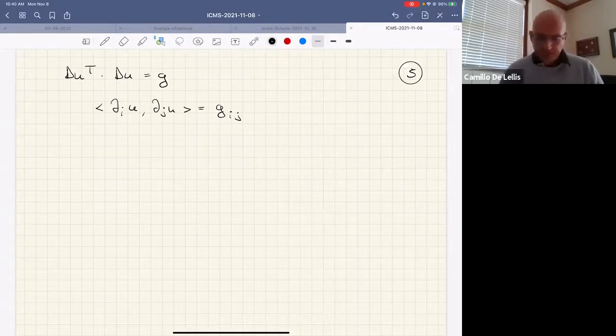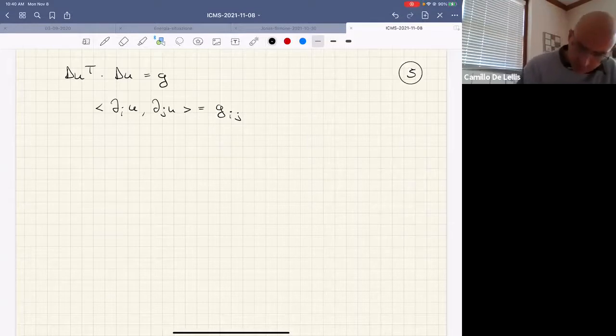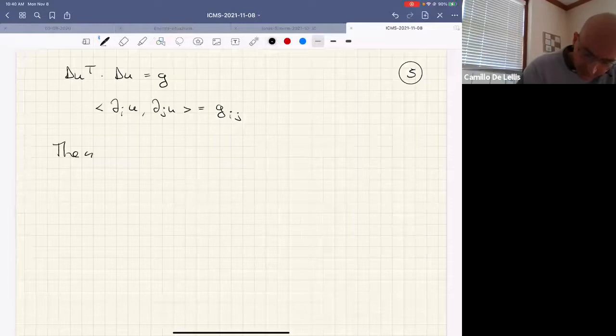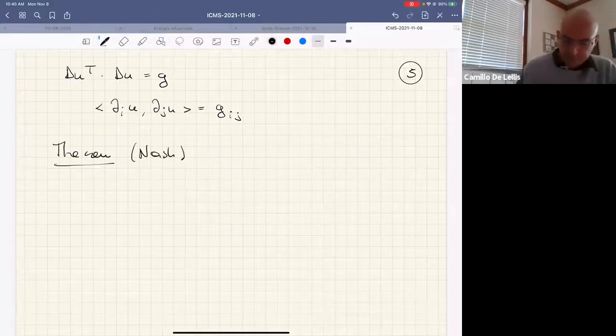And the way I want to do it, so now the theorem that I want to prove is, and this is like Nash's theorem. Okay, so let me state it in the following way. So assume Ω is compact.